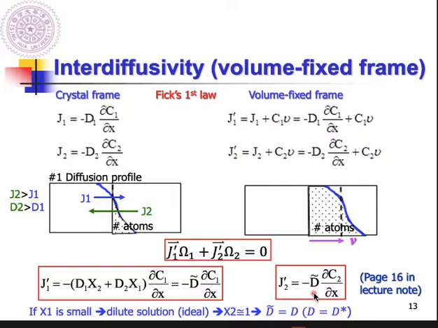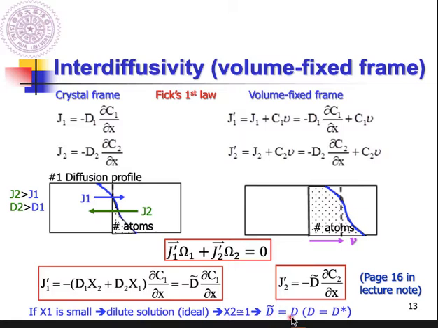And just to remind you, we only have one interdiffusivity, because when you look at J2 prime, this D interdiffusivity is the same as this one, so we only have one interdiffusivity. In order to simplify the interdiffusivity, if X1 is very small, that means a dilute solution, then this term is very small, so X2 will be equal to 1, and you can directly drop this term out. Then the intrinsic diffusivity will be equal to the interdiffusivity.